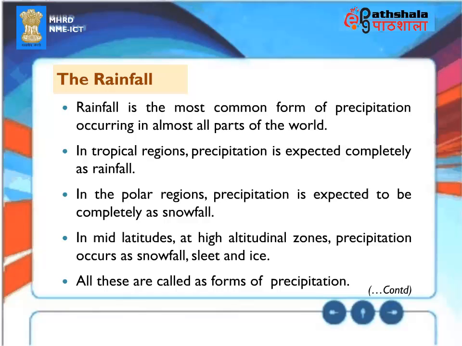The rainfall. Rainfall is the most common form of precipitation occurring in almost all parts of the world. In tropical regions, precipitation is expected completely as rainfall. In the polar regions, precipitation is expected to be completely as snowfall. In mid-latitudes, at high altitudinal zones, precipitation occurs as snowfall, sleet, and ice. All these are called forms of precipitation.